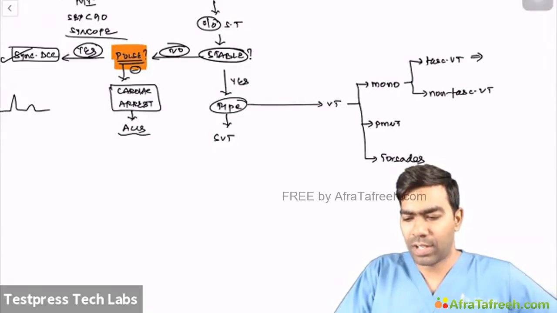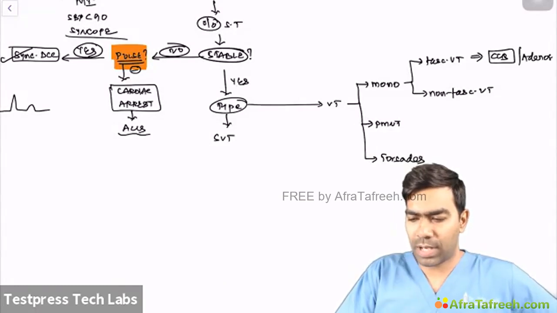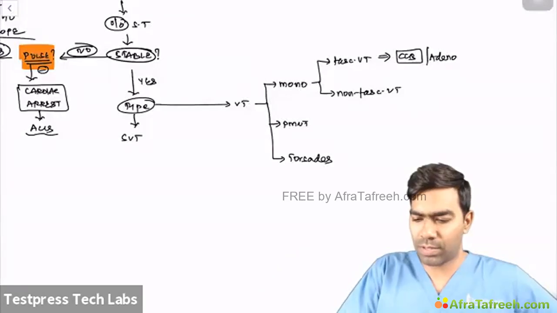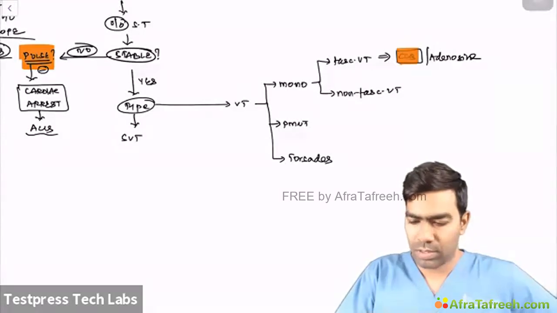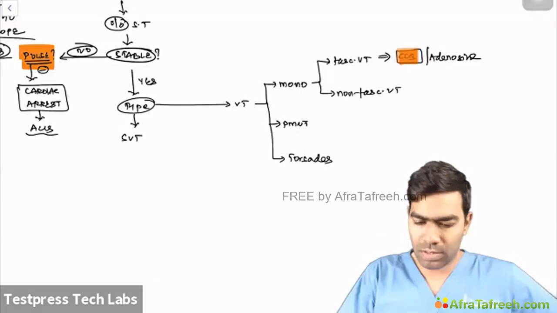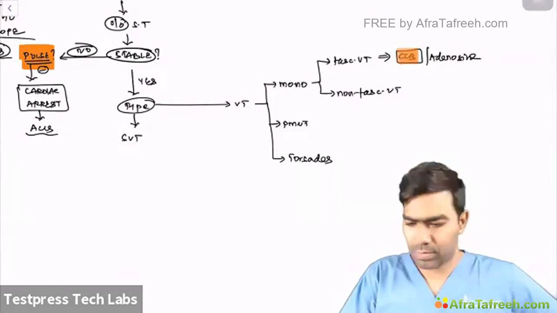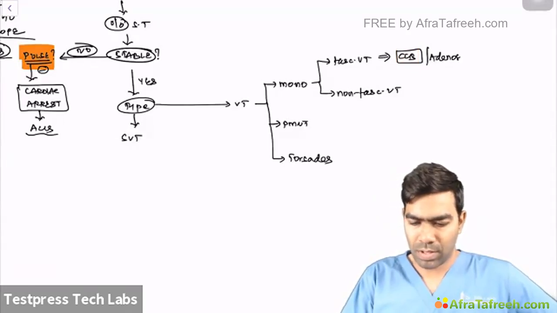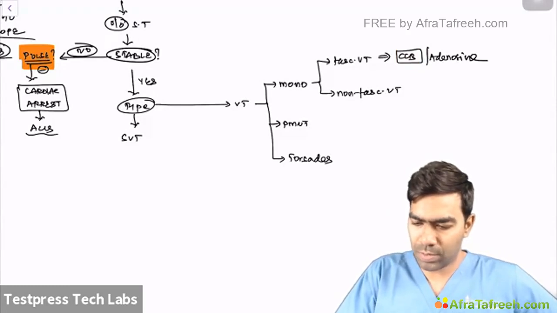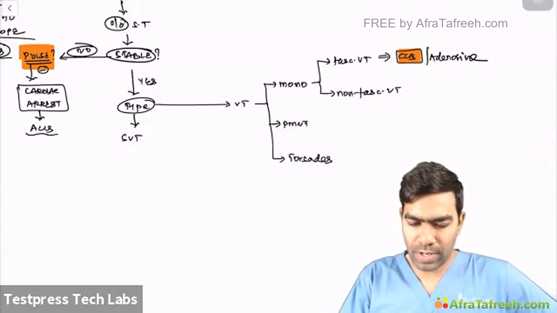If it's a fascicular VT, usually they respond to calcium channel blockers, or adenosine, but the adenosine response will be very poor. Most of the time, they will nicely respond to calcium channel blockers. All right. Okay, then next, we are going to talk about a non-fascicular VT.